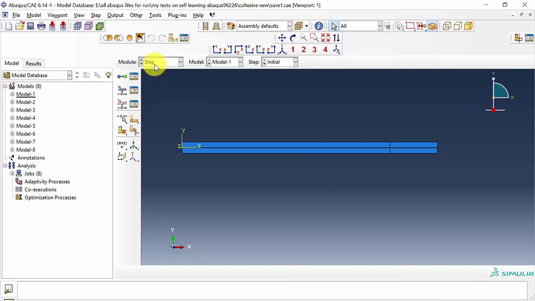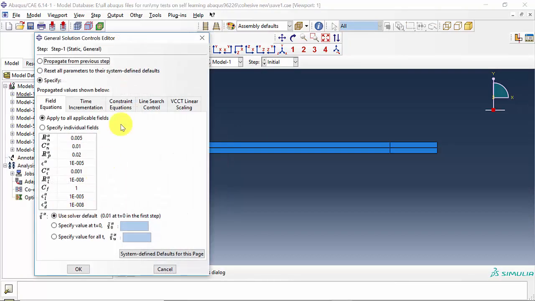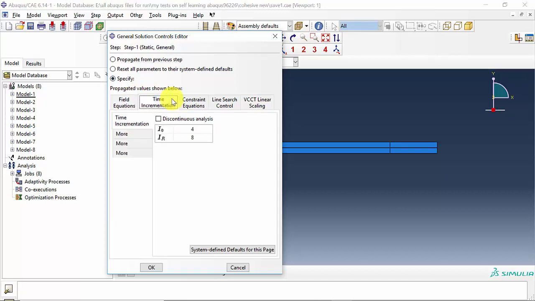In step module, I go to Other, General Solution, Controls, Edit, Step 1. You must choose Specify, go to Time Incrementation tab, select More 1, and this is IA. For this simulation, I increased IA to 30. This is the first way for resolving the too many attempt error.